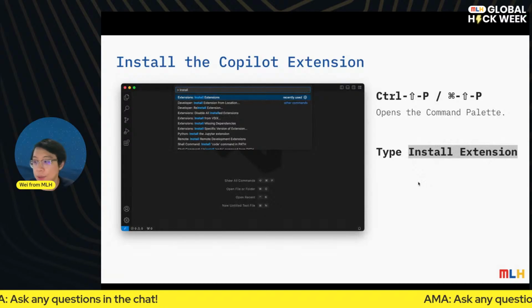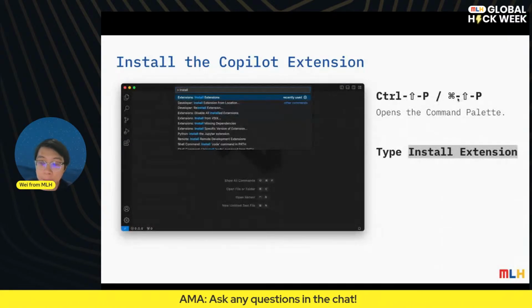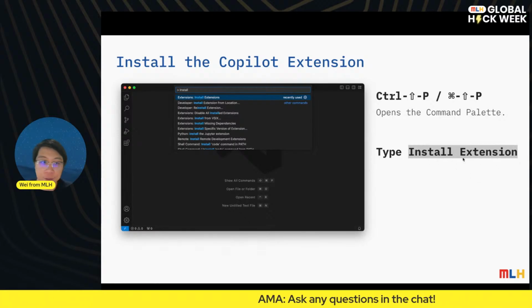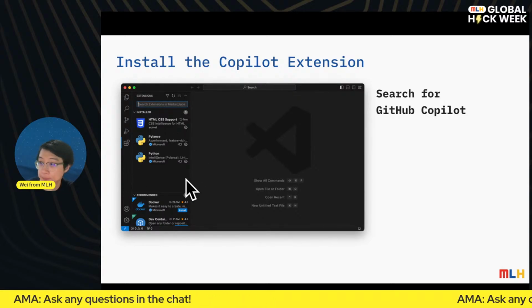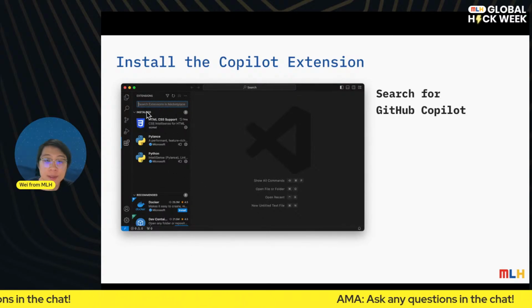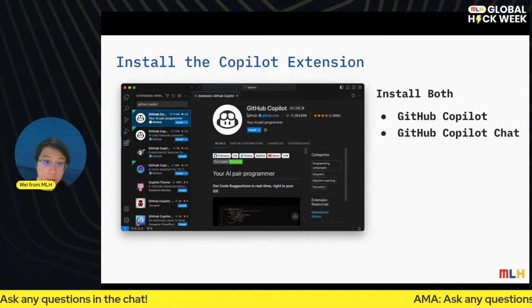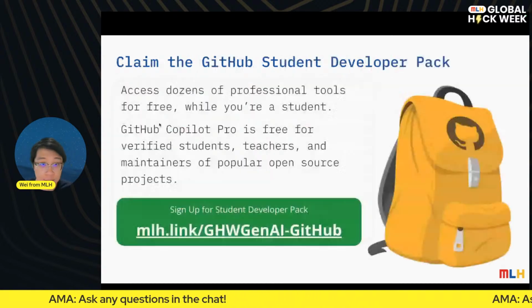And let's install the VS Code extension together. We will use Command-Shift-P on Mac OS or Control-Shift-P on Windows and Linux. You can type in install extension, and this will open up the extension panel on the left. It should look just like this. From there, you can type in GitHub Copilot and get that installed. I believe all you have to do is install the GitHub Copilot extension, and it will automatically install GitHub Copilot Chat as well. So just make sure you do that.